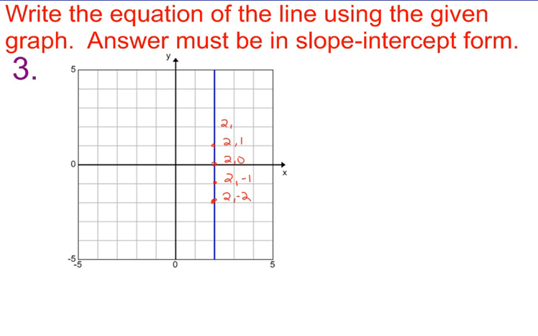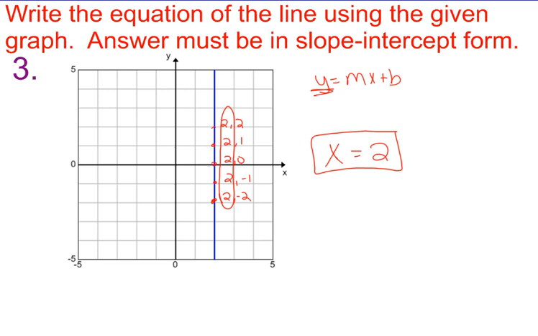Notice what's the same all the way through as I go through is my x values. They're all a 2. So guess what x equals in this problem? x equals 2. Now, you know slope-intercept form is y equals mx plus b, but in a vertical line, we don't have a y equals. So our equation is just going to be x equals 2.